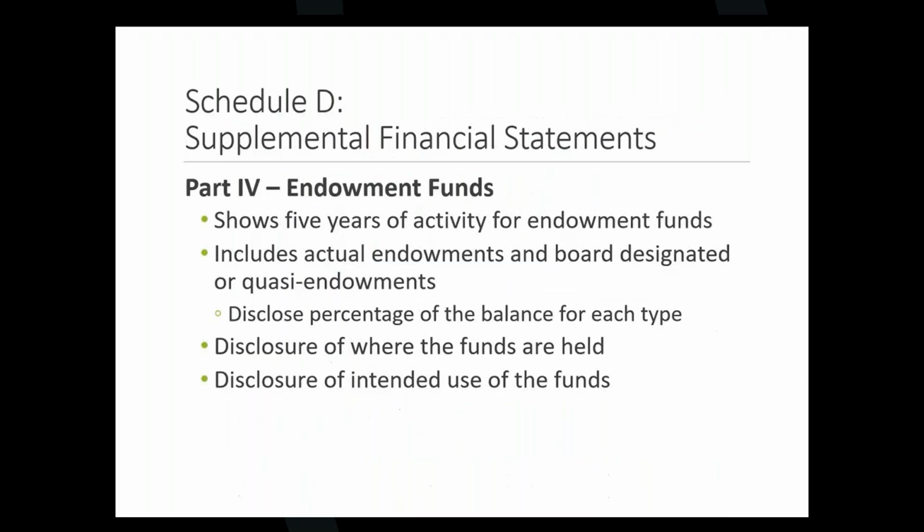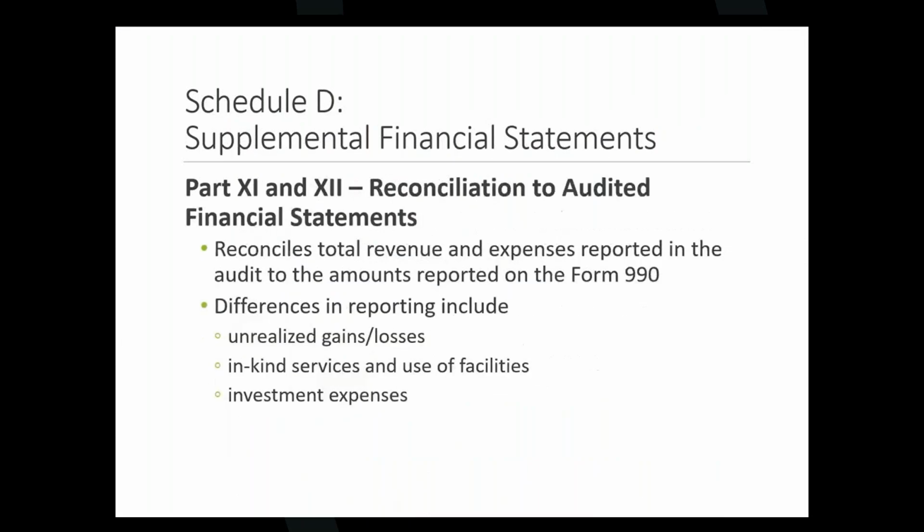The next section of Schedule D that we'll go over is Part 11 and 12, which is the reconciliation to audited financial statements. As we mentioned earlier in the core form, there is a reconciliation to net assets. But if the organization has audited financial statements, then they're also required to complete this section to reconcile total revenue and total expenses.